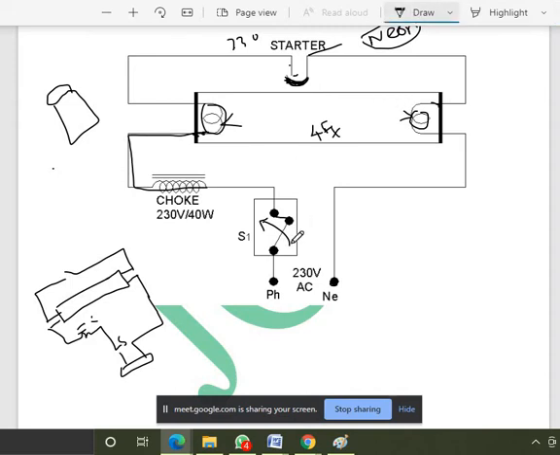So whenever you switch on the switch, close the switch, the lamp will not glow, because it will take some time. At that time the starter will be closed, because there is no current flow in the lamp.